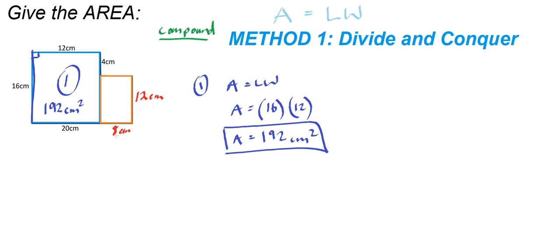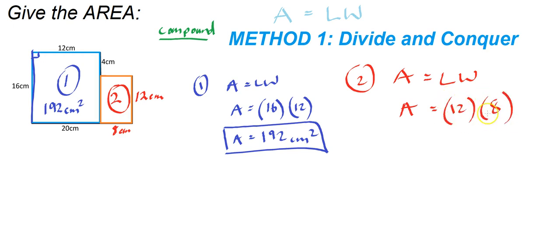And now I have the information I need for rectangle number 2. So for rectangle number 2, again, I use the formula area equals length times width. Second line of working: the length is 12, the width is 8, and hopefully we know that 12 times 8 is 96. What's the unit of measurement? It's area, so the unit is centimeters, squared.